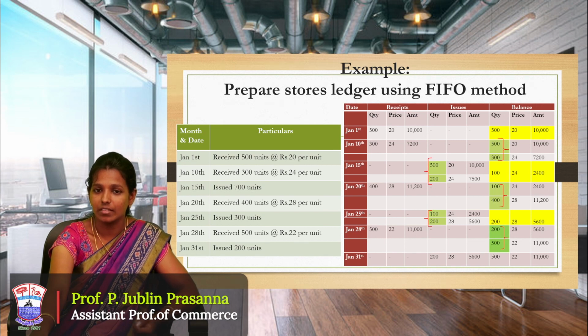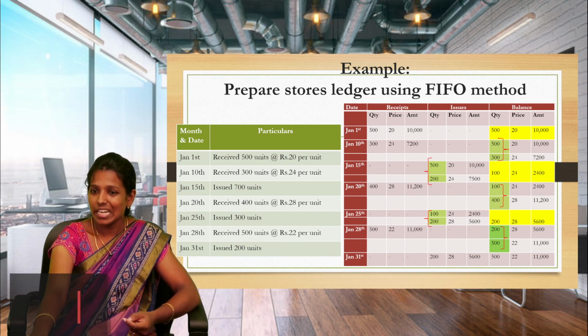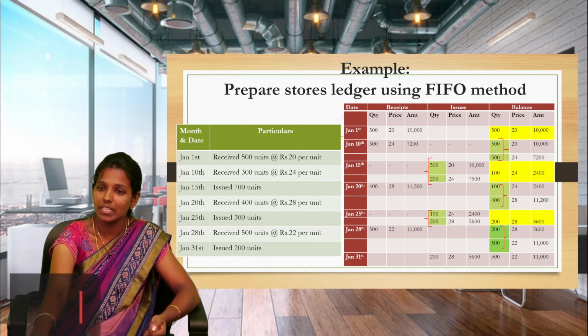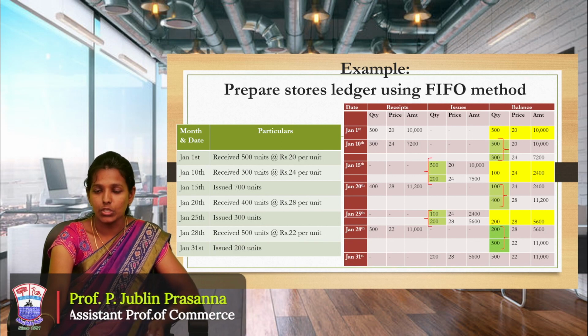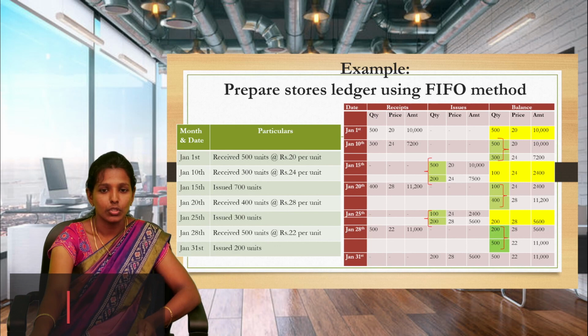Actually on January 10th, what will be my current balance? Already I have received 500 units and now I am receiving 300 units. So totally 800 units, but I should record it individually because I should issue the material. What is received first must be issued first. So I am putting the balance first 500, the rate of rupees 20, 10,000, and the second receipt is 300 and 24 rupees, the amount is 7,200. So I have put it up in a bracket. In green color it is clearly shown. So as of January 10th, my balance is totally 800 units.